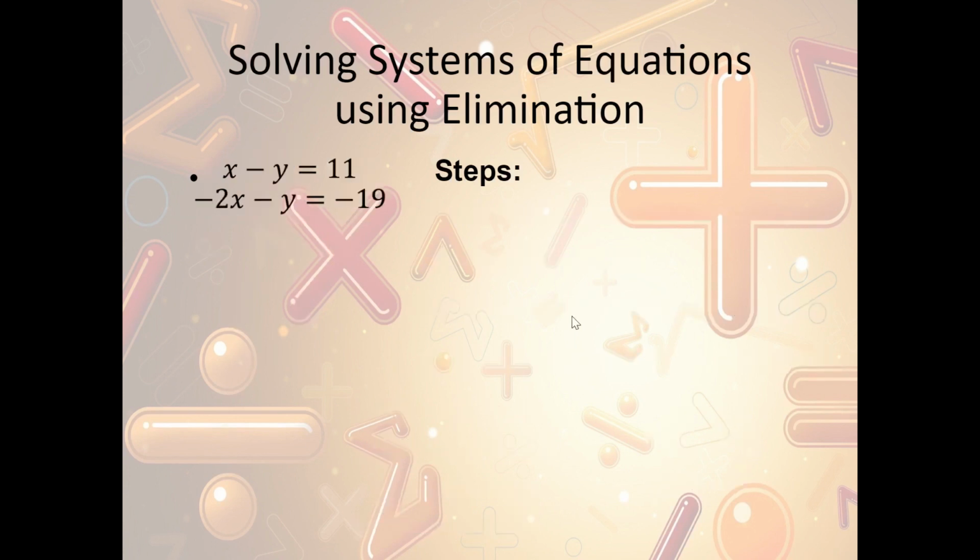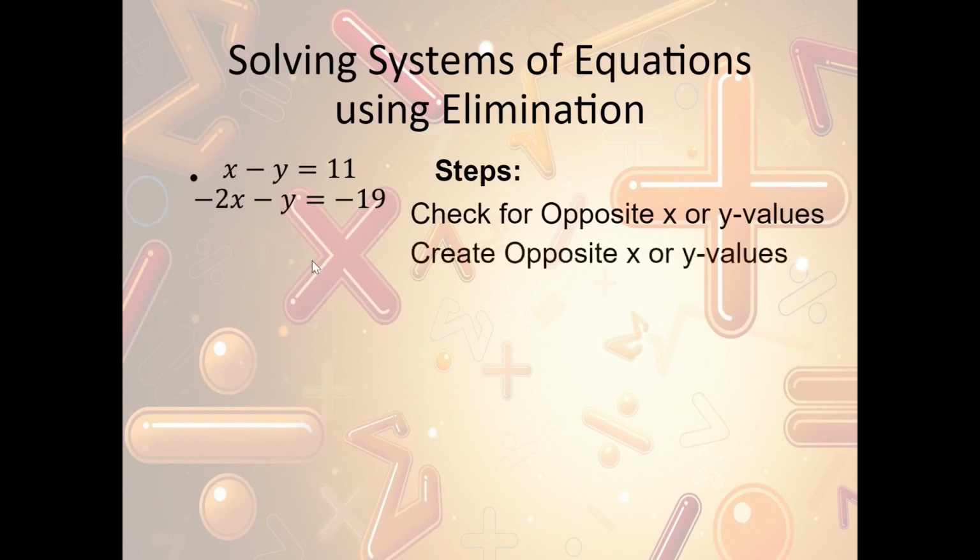Now let's take a look at another example. We're going to check for opposite x values or y values. So we have a positive 1 and a negative 2. Well, they have opposite signs but not opposite values. We have a negative 1 and a negative 1. So again, we don't have opposite values. If we don't have opposite values, we're in trouble. So what we need to do is create opposite values. We need to multiply either one or both of the equations by some number to get opposite values.